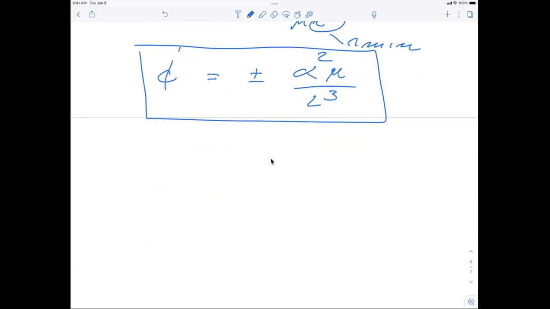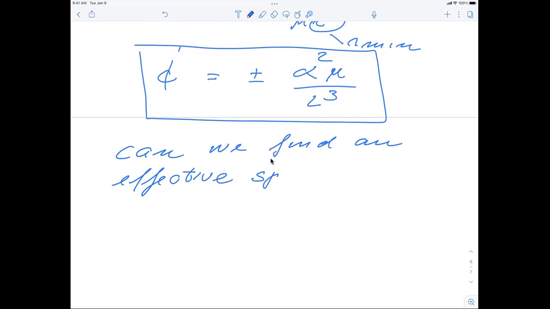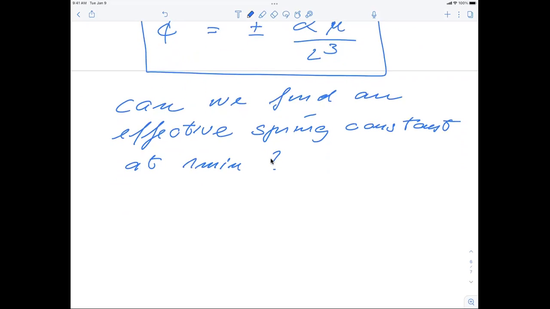So the question now is, suppose we got so hooked on this harmonic oscillator thing and the Taylor expansion we did, can we find an effective spring constant at R min? And if we can do so, what does it actually mean? You remember what we did was to make a Taylor expansion when we looked at harmonic oscillations, a Taylor expansion around the minimum.